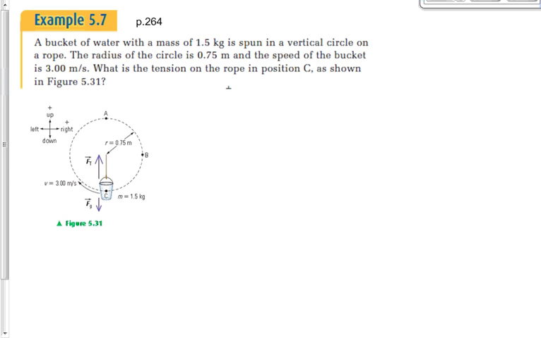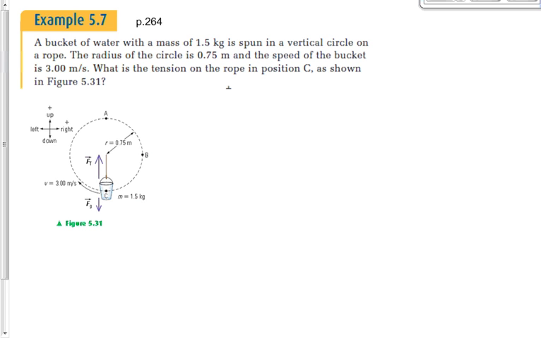Okay, we're going to take a look at one example here, and then we'll assign a couple of questions for homework, and then we're done for the day. A bucket of water with a mass of 1.5 kilograms is spun in a vertical circle on a rope. The radius is 0.75. The speed of the bucket is 3. What's the tension in the rope?